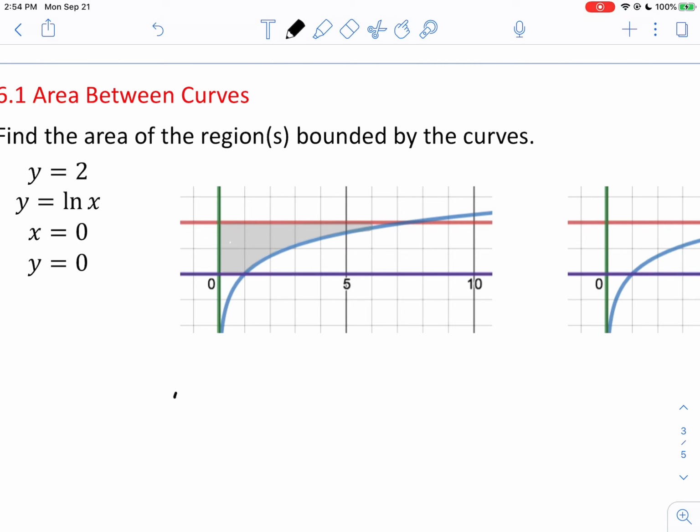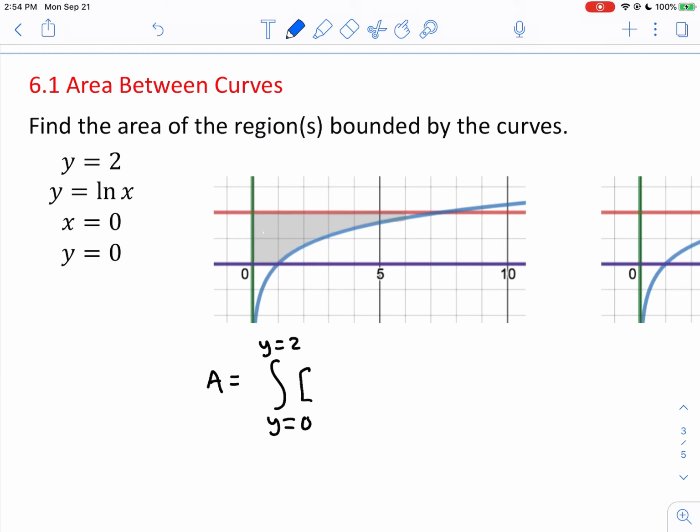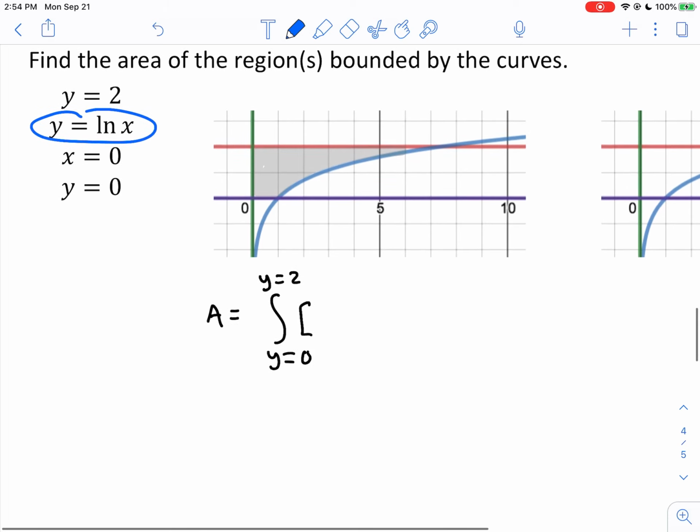Horizontal strips mean that the area is going to be an integral from one y coordinate to another y coordinate. So the purple line is y equals 0 and the red line is y equals 2. And then we do right minus left. But we have to write the right curve as a function of y. Right now the blue curve is written as y equals natural log of x. We want to solve that for x.